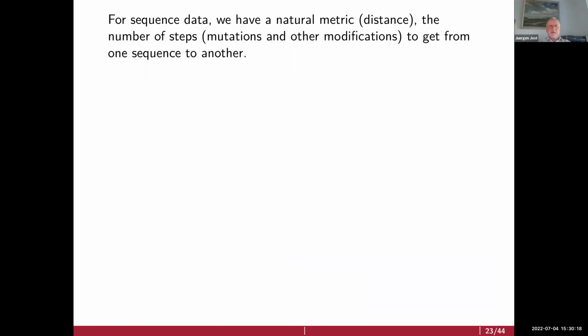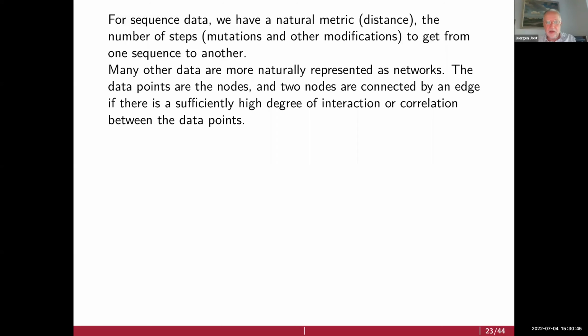So for sequence data, we have a natural metric, the distance, that is the number of steps, mutations, and other modifications to get from one sequence to another. So that was the basis of that. And then the question was, does that fit into a tree or does it not fit into a tree, and how close is it to a tree? And that is what the mathematician then can tell the biologist. But many other data are more naturally represented as networks, and we'll come to that now.